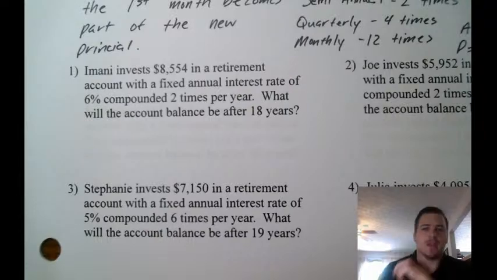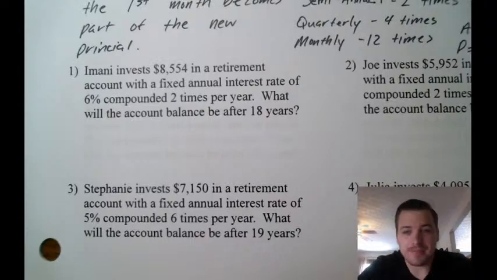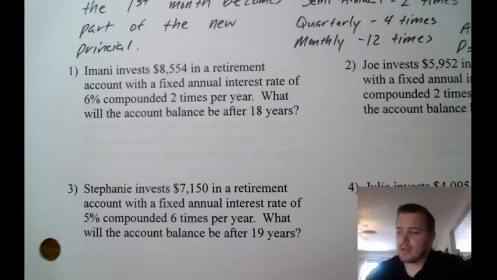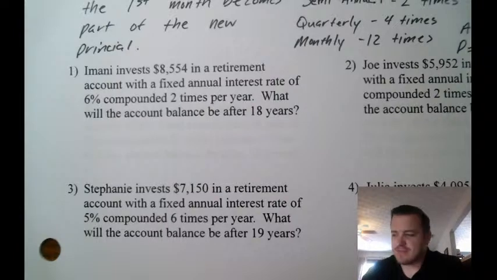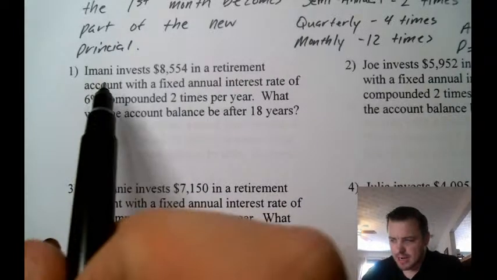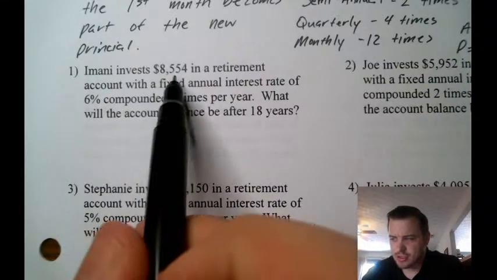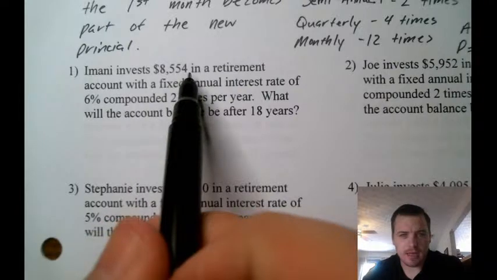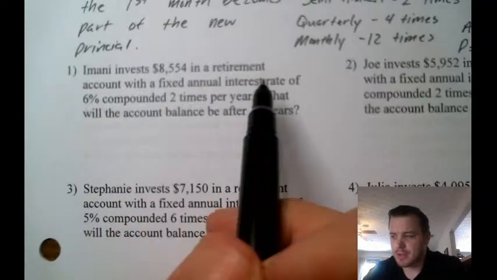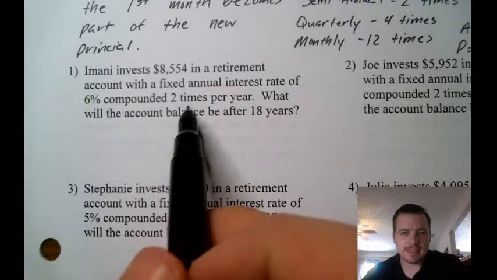So, guys, once you have the formula, you're good. It's just plug in from there. And you're going to use your calculator to find these. So it should be pretty simple. All right. So Imani invests $8,554 in a retirement account with a fixed annual interest rate of 6% compounded 2 times per year. What will the account balance be after 18 years?